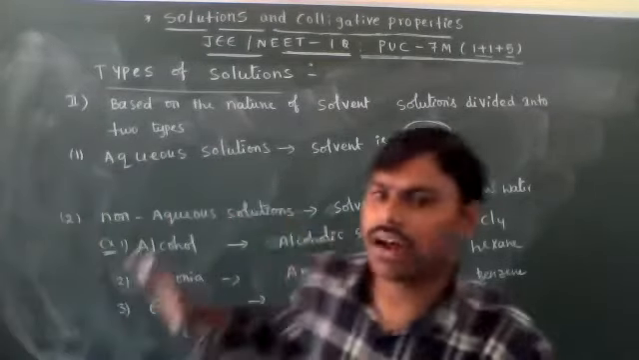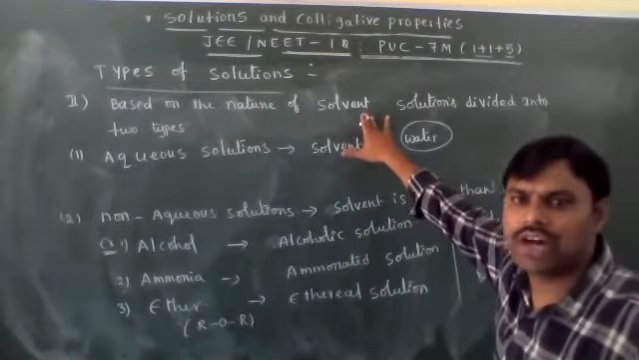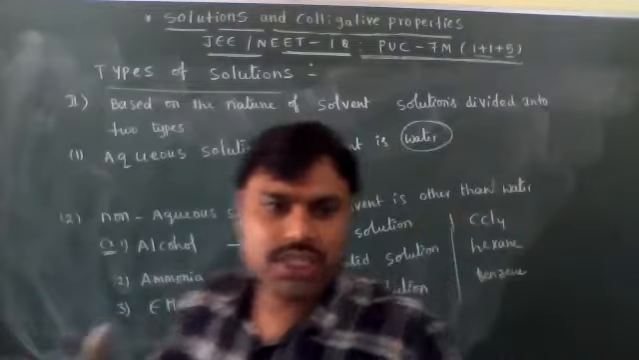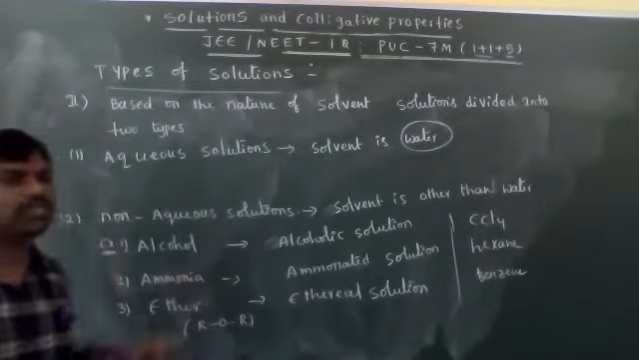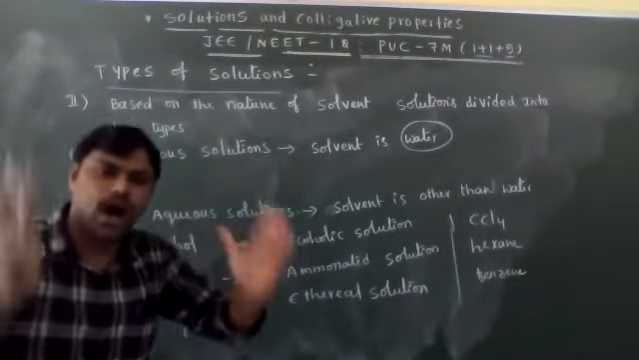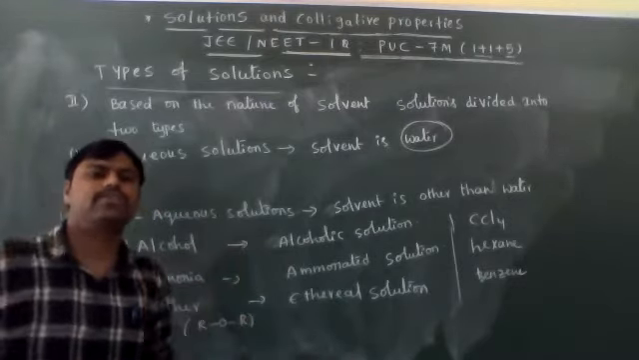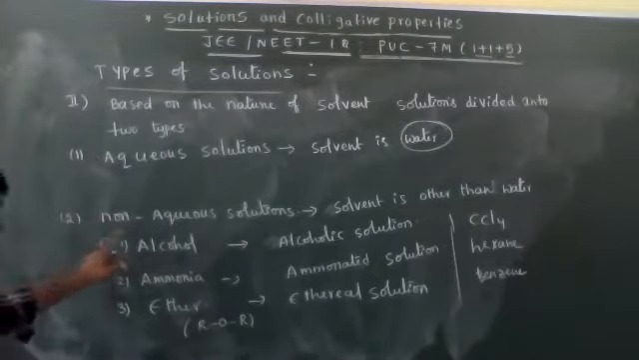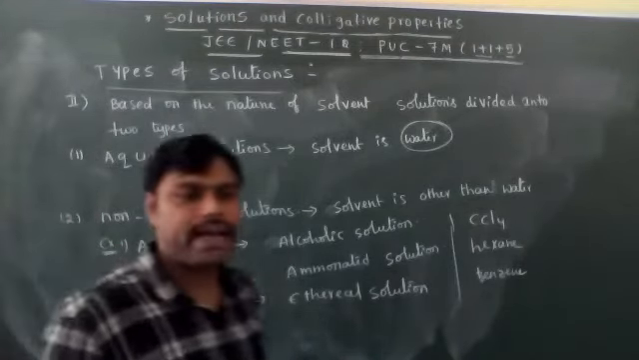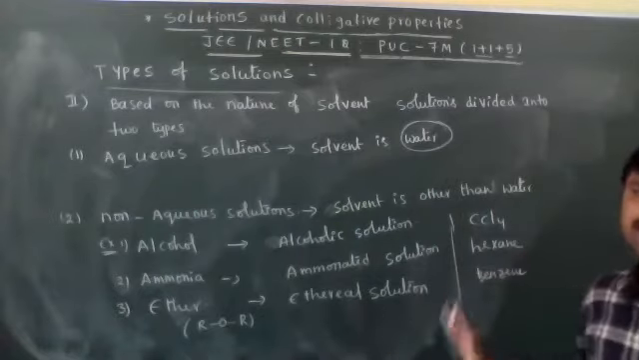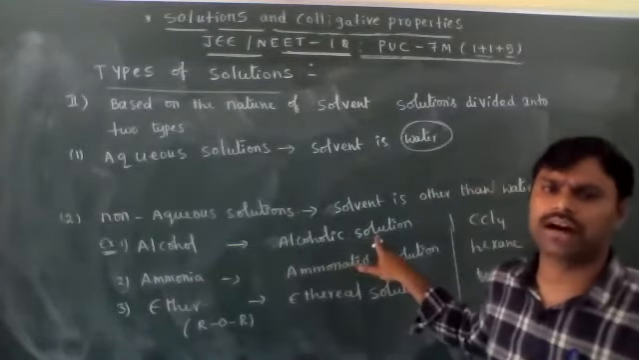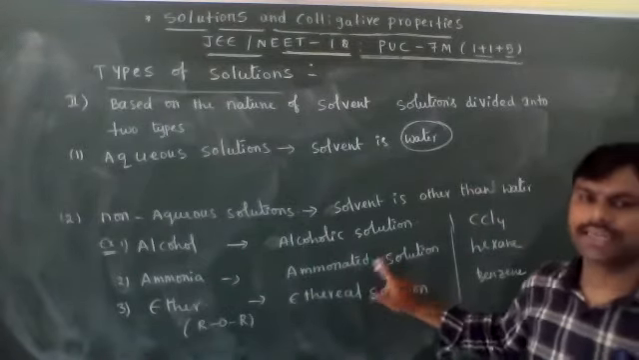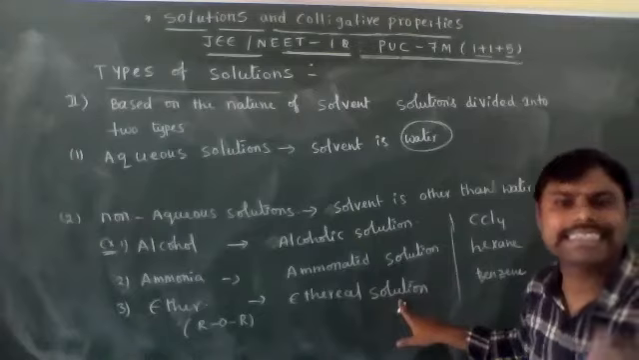So, based on the nature of solvent, the solutions are mainly divided into how many types, dear students? Two types. One is aqueous solutions, the second one is non-aqueous solutions. Aqueous solutions means the solvent is water only. If you use a solvent other than water, those are called non-aqueous solutions. I gave a few examples. If alcohol is used, the solutions are called alcoholic solutions. If ammonia is used, ammoniated solutions. If ether is used, ethereal solutions.